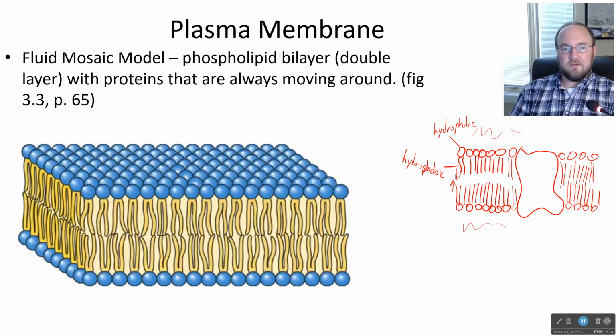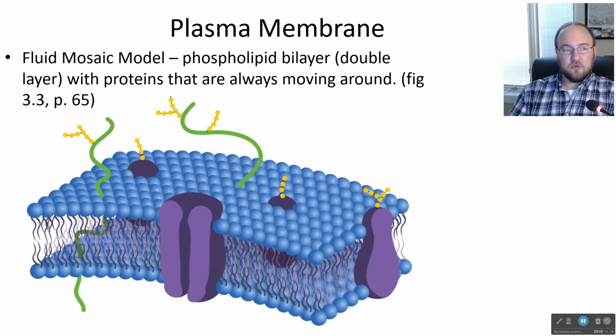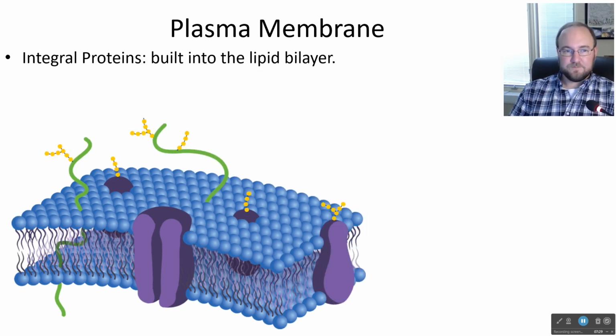So here's a better diagram of that phospholipid bilayer. My drawing is pretty, but here's a nicer one. It doesn't have any proteins. What about the proteins? Here's a more detailed version with a big old channel protein right here, a transmembrane protein that goes all the way across from one side of the membrane to the other.